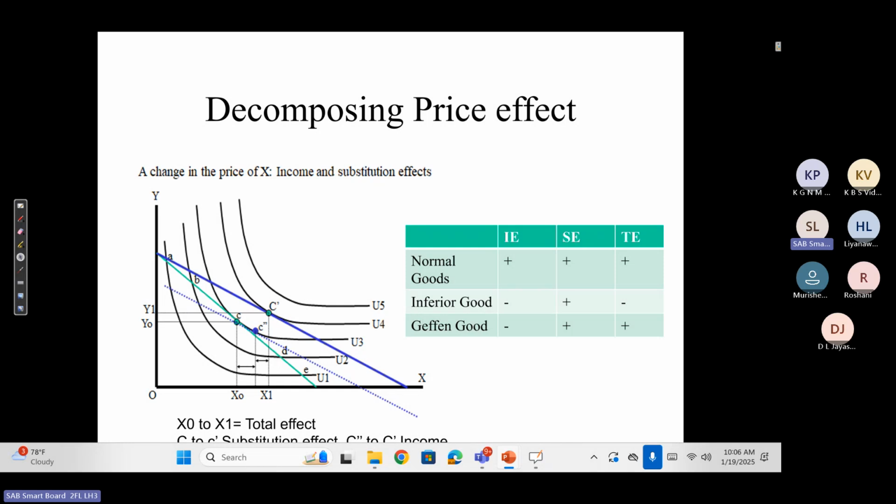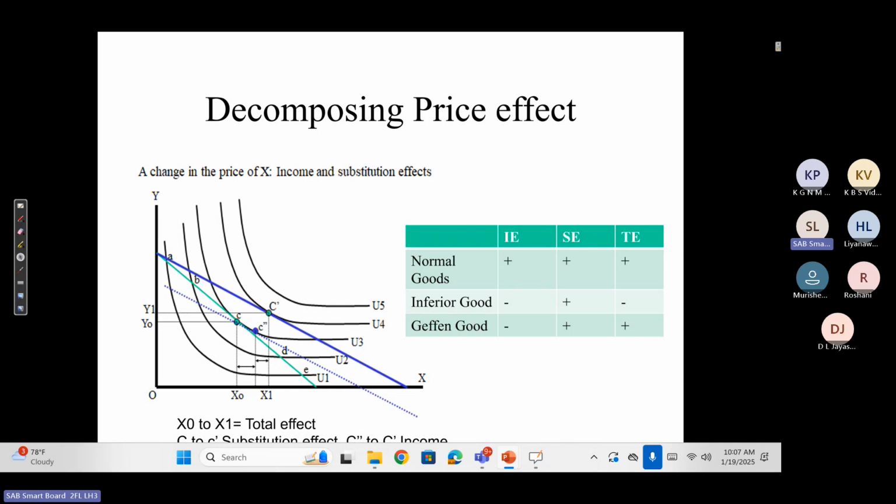Combining the income effect and the substitution effect explains the total effect. When the price decreases from 5 to 3, demand increases from 10 to 50. The total effect is the demand increase from 10 to 50, that is 40, right? So if you analyze the profile of that, we can identify how much is coming from the substitution effect and how much is coming from the income effect.